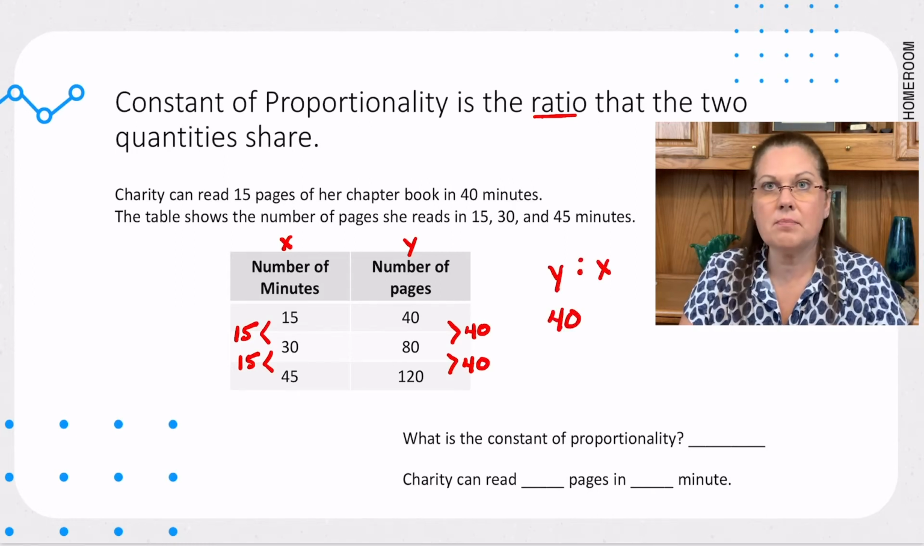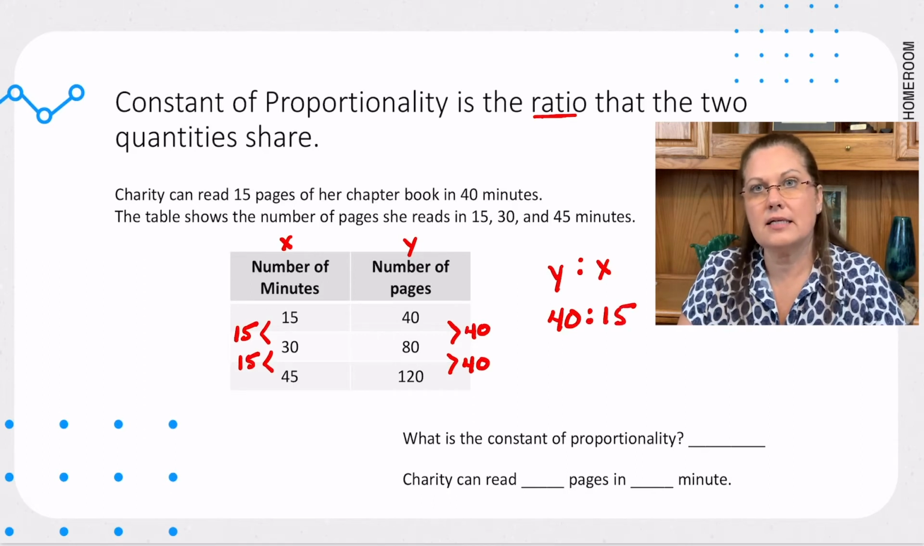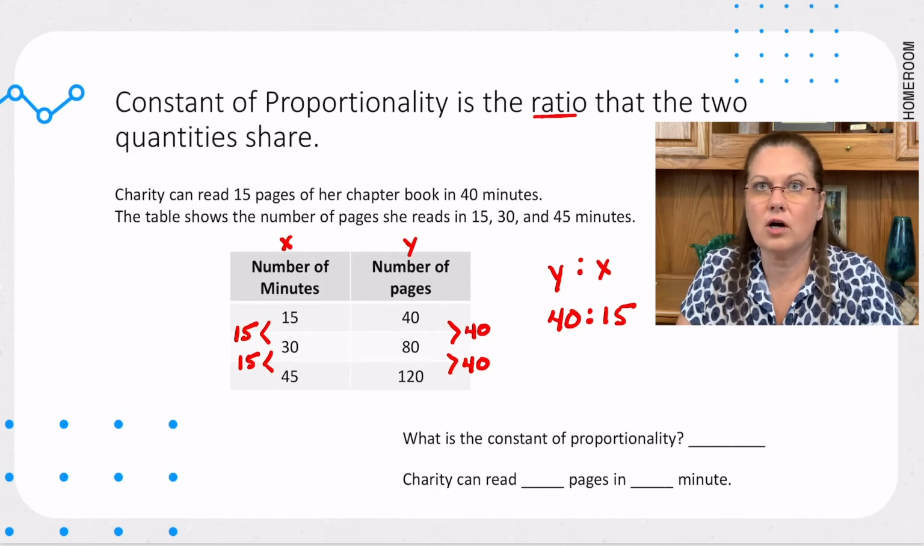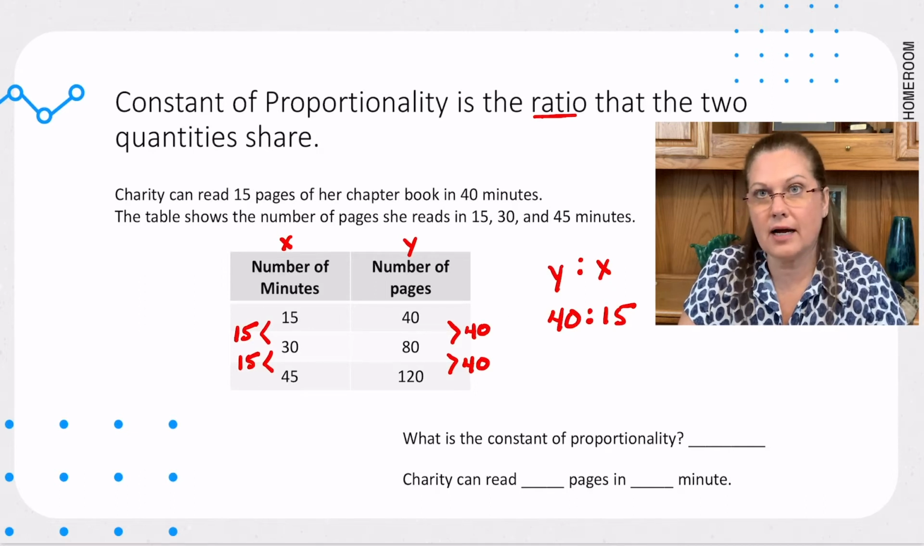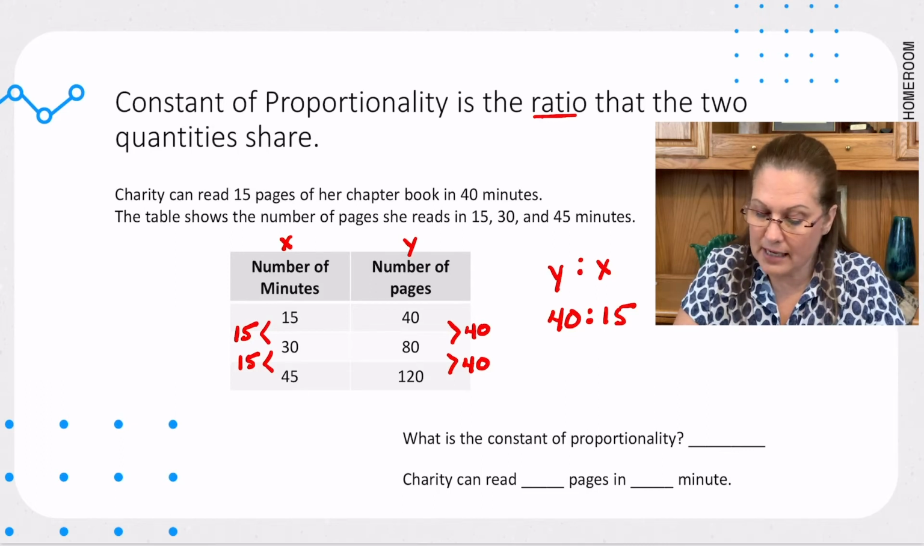Now, can we simplify this? Absolutely. And we really need to take it down as far as we can go. Sometimes we can take it down to unit rate, or sometimes we can get it close. It all depends on what you're really looking for as your answer. Now, I know 40 and 15 can both be divided by 5. So 40 divided by 5 is 8, and 15 divided by 5 is 3.